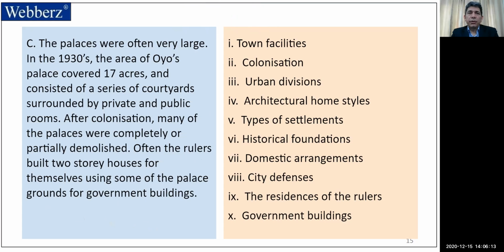In the C paragraph, the first sentence talks about how the palaces were often very large. He's talking about palaces, and if you see the rest of the paragraph, it is all supporting the palaces. But here there's a word to confuse you, 'after colonization'. In the headings, the word is 'colonization' and not 'after colonization'. So this paragraph actually doesn't talk about colonization, it talks about after colonization. So which is the heading that would suit this?